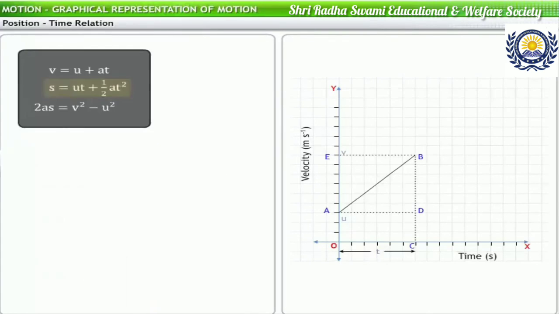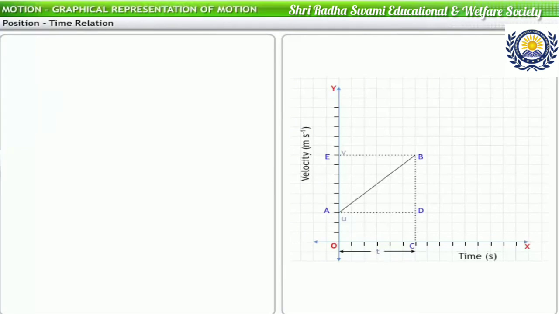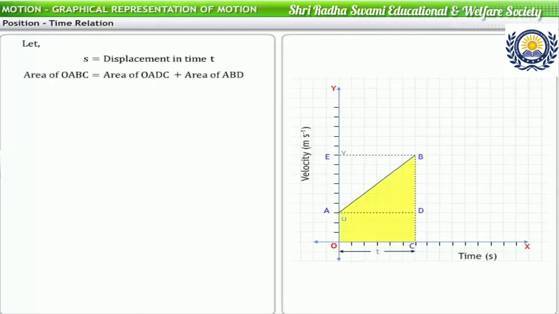Let's now derive the second equation of motion, that is the position-time relation. In the same velocity-time graph, we use it to analyze the position-time relation. Let S be the displacement of the object in time t. You can determine the displacement of the object as the area of the trapezium OABC under the curve. The area of OABC is the sum of the areas of rectangle OADC and triangle ABD.